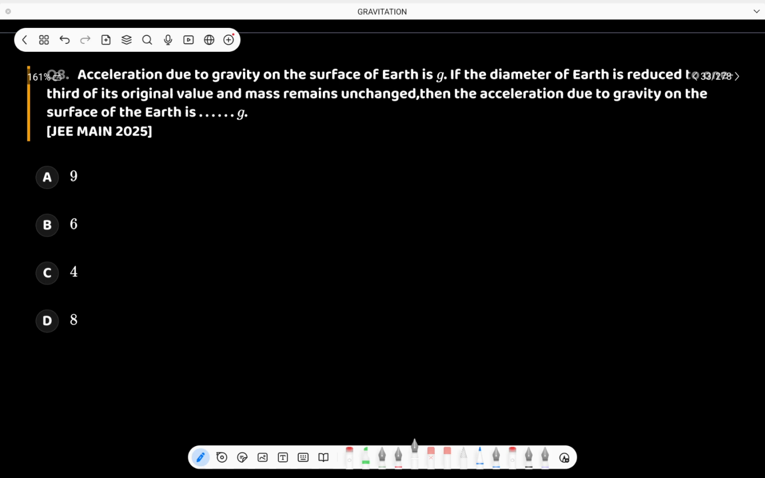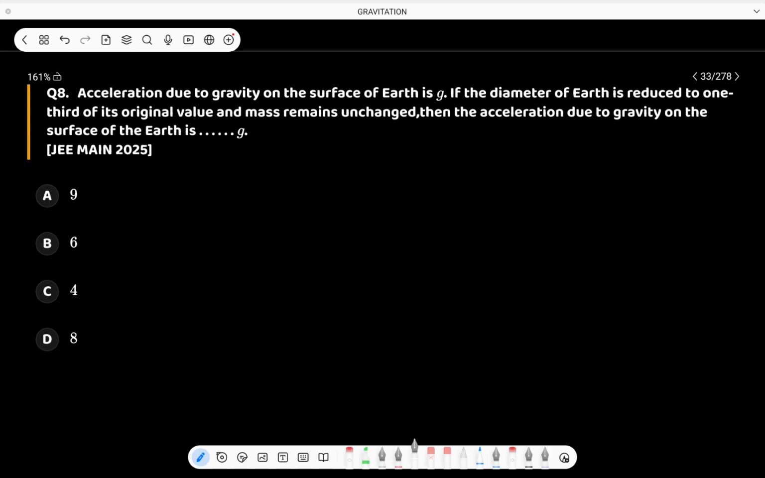So this is an example, and this question has been asked in JEE Main 2025. Let's try to crack this question. What is given in the question is that the acceleration due to gravity on the surface of Earth is g. If the diameter of the Earth is reduced to 1/3 of its original value, and the important thing is that mass remains unchanged, then you will have to calculate the new value of acceleration due to gravity on the surface of Earth.